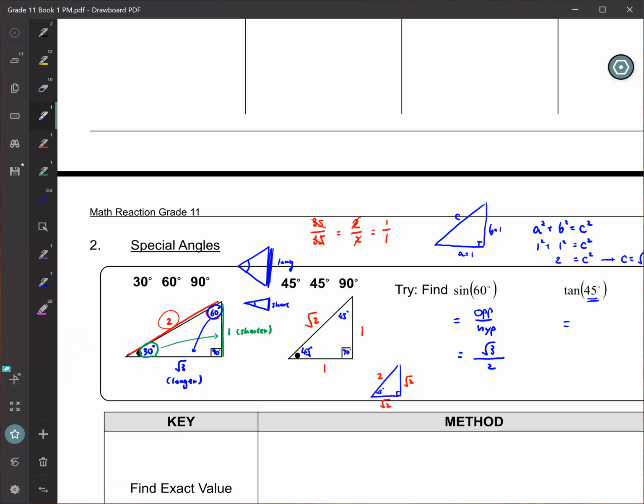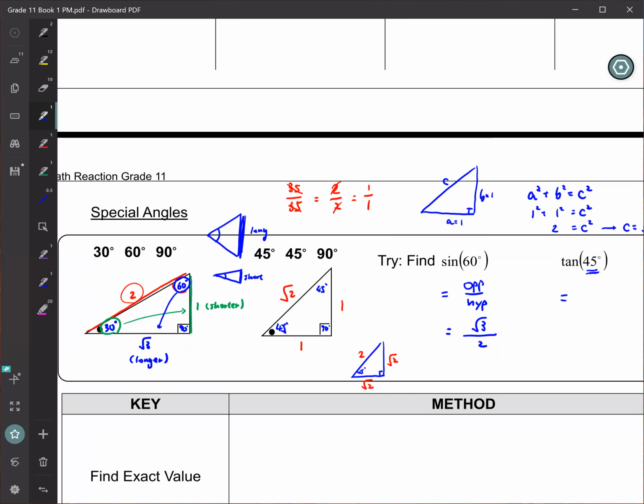Waylon, can you try this one? Let me calculate that. I need to calculate that real quick. Sorry, I cannot hear you. Can you let me calculate that? Okay, okay. Let me know when you found it. Look at the second picture, tangent 45. I got 1. 1, yeah, okay. Opposite is 1, adjacent is 1, opposite over adjacent, so 1.